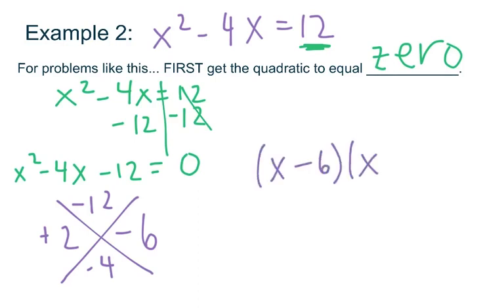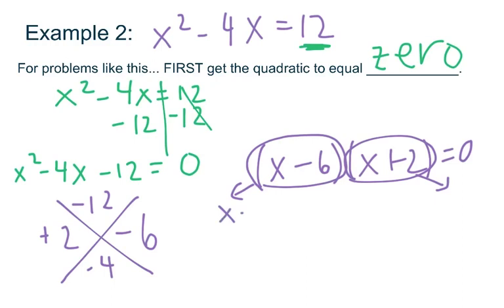Write it in factored form. Remember, it equals 0. Now we use the zero product property, right, to set each part equal to 0 separately.